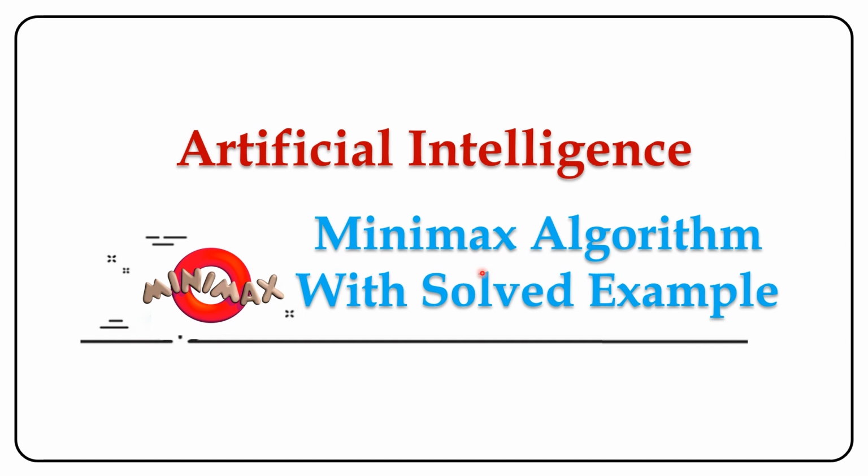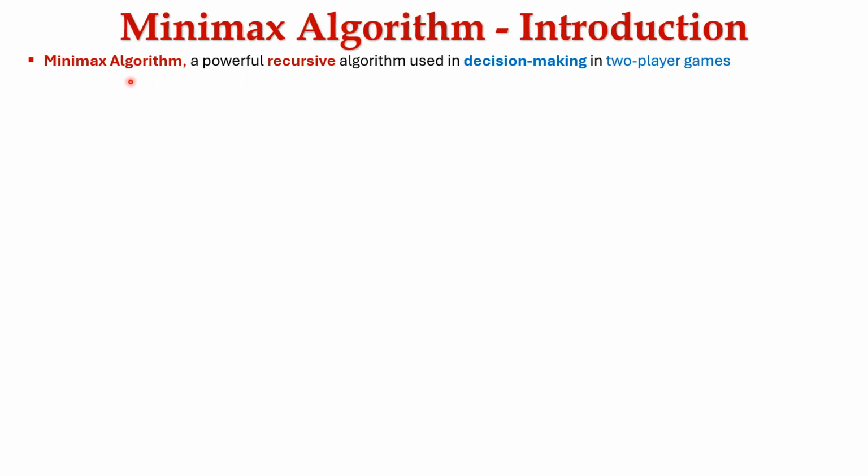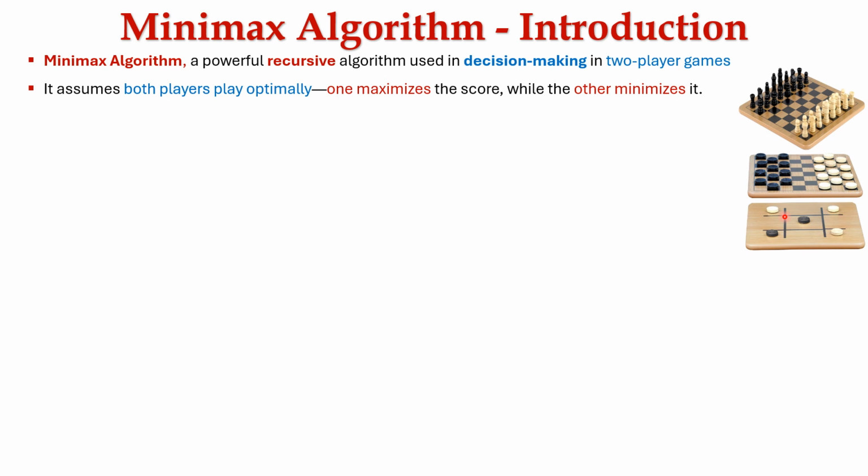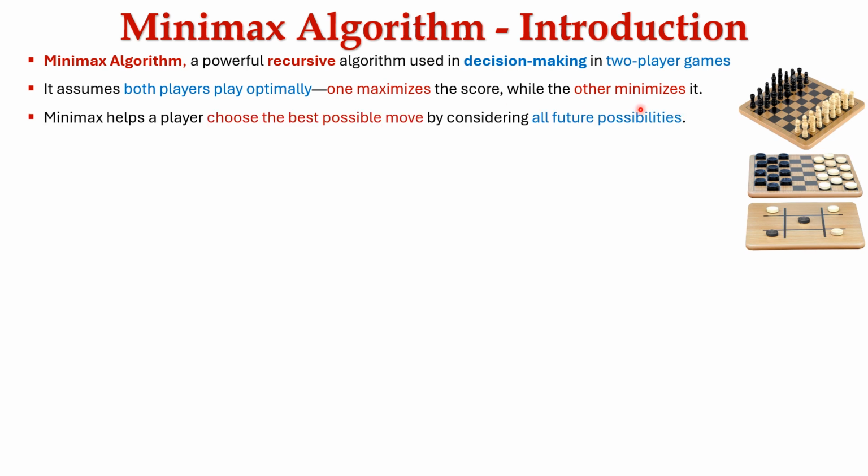In this session, let's learn about the Minimax algorithm with a solved example problem. The Minimax algorithm is a powerful recursive algorithm used in decision making in two-player games such as chess, checkers, and tic-tac-toe. It assumes both players play optimally. That is, one player maximizes the score while the other minimizes it. Minimax helps the players to choose the best possible moves by considering all future possibilities.